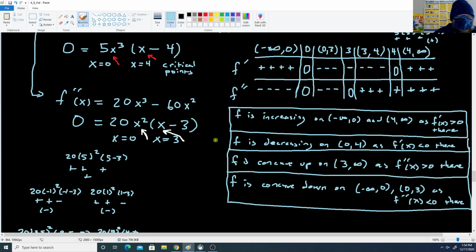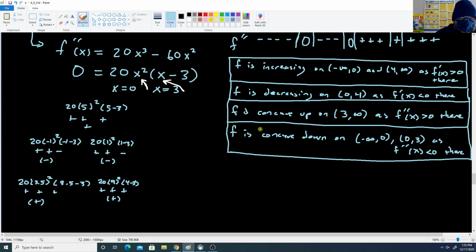Okay, let's do points of inflection next. F double prime is 0 at 0 and again at 3. F double prime has no change in sign across 0, so 0 is not a point of inflection. But we do change concavity from negative to positive, so we change from concave down to concave up across 3. So 3 is our point of inflection.